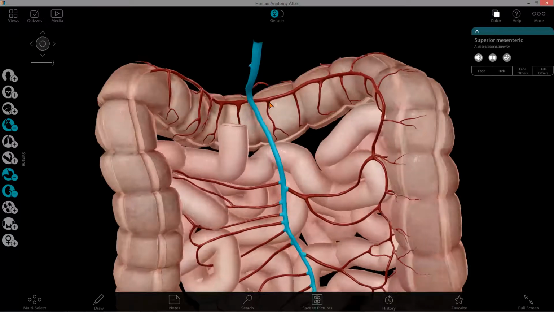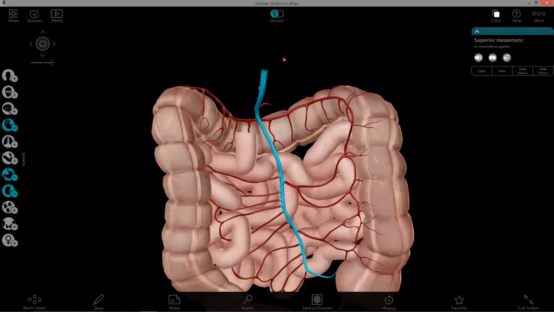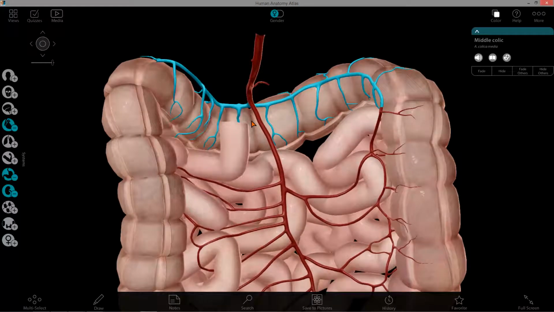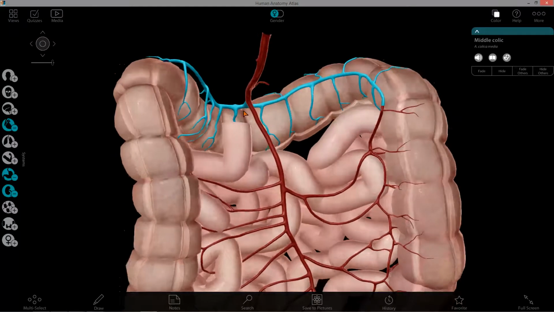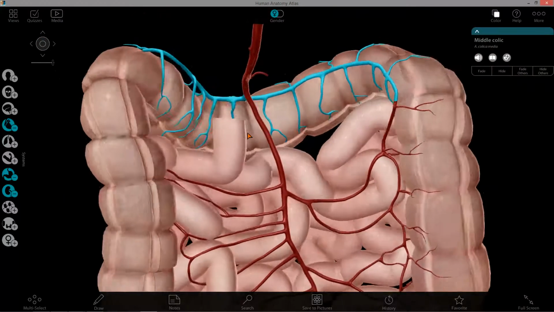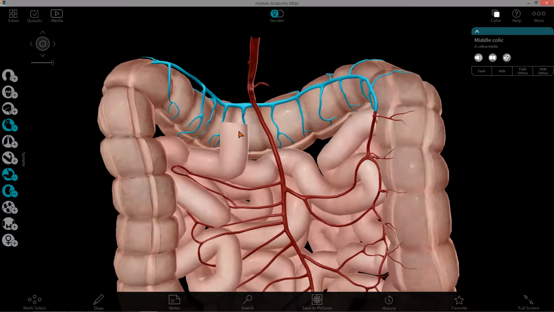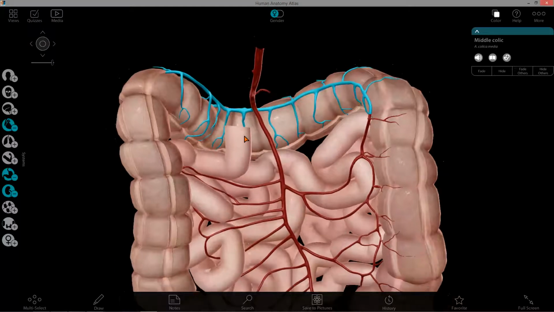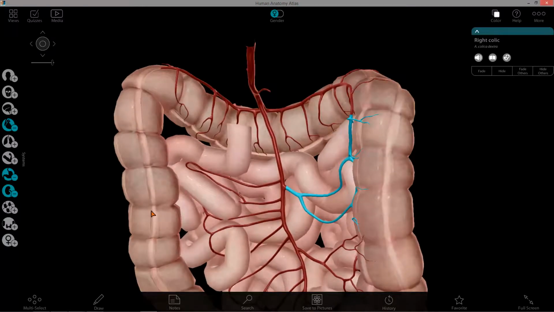If we continue to move inferiorly, superior to inferior, we'll then come across the middle colic artery, which splits into right and left branches. So you can see this little branch here, which then quickly splits into right and left branches. It supplies the proximal 2/3 of the transverse colon, and anastomoses with the right branch of the right colic artery, as seen here, and the left branch with the left colic branch of the inferior mesenteric, which I'll show you shortly.